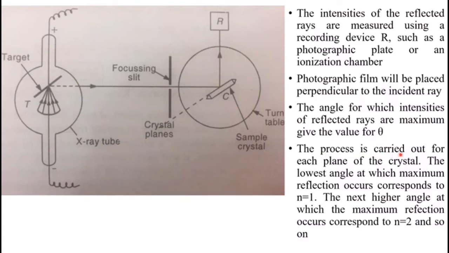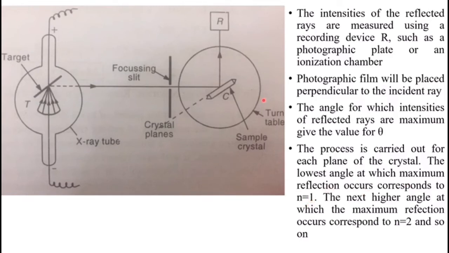The process is carried out for each plane of the crystal, because as the crystal rotates, different planes will be available for diffraction. So that will be carried out for each plane of the crystal. The lowest angle at which maximum reflection occurs corresponds to n equal to 1.